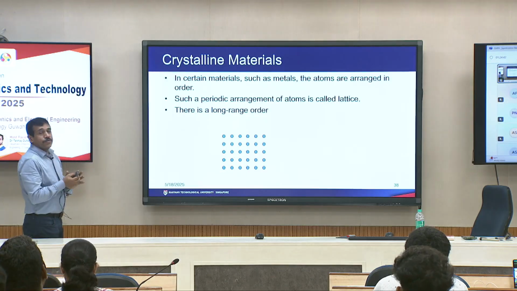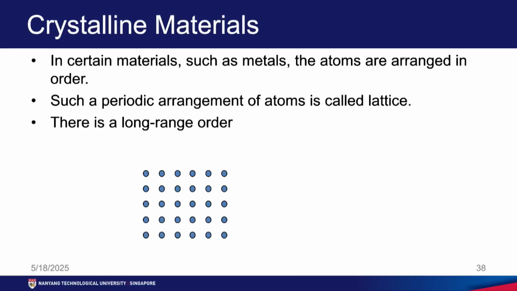Materials belong to two types in terms of atomic arrangement. One type is called crystalline. In many materials like metals, the atoms are arranged in a certain order. For example, let us say these blue circles are atoms, arranged in a certain order. This periodic arrangement is what we call a lattice.